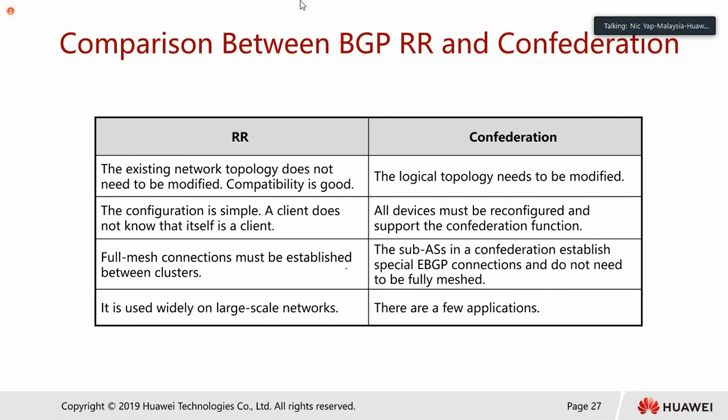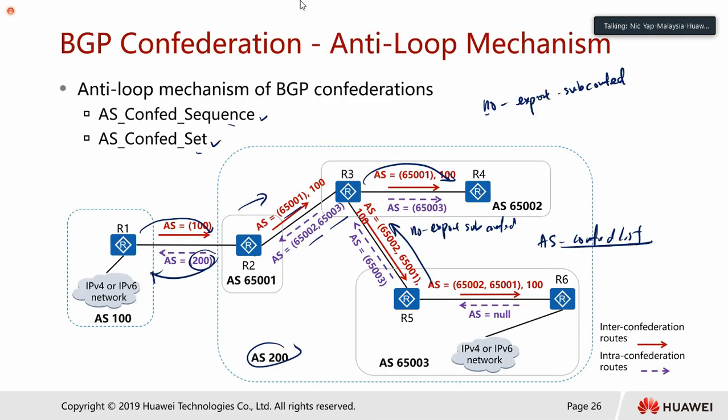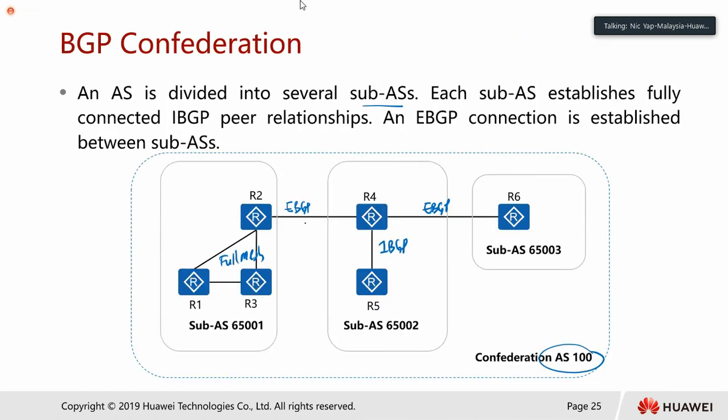The sub ASes in the confederation establish special eBGP connections and do not need to be fully meshed. But when you have more than 3 devices within your sub AS, you still need to fall back to a full mesh.